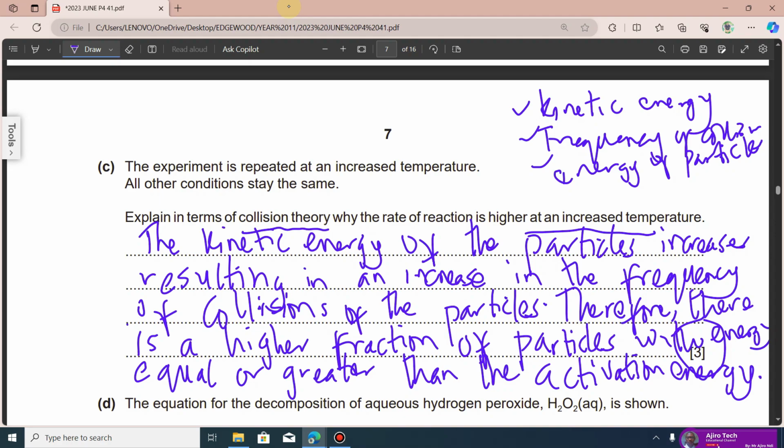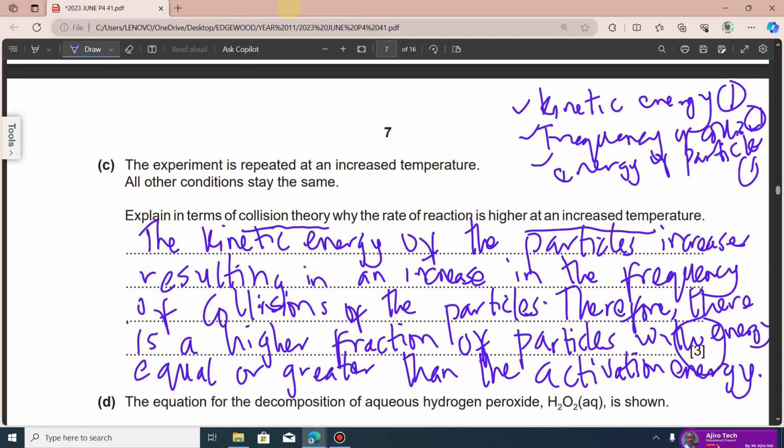Okay, I believe this explanation is clear. So for you to have these 3 marks, each of these points gets you 1 mark. So when you mention them, it gets you your 1 mark, and then you have a better result.